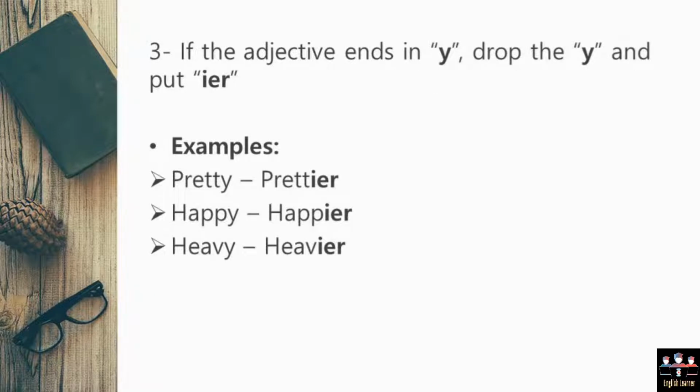Rule number 3. If the adjective ends in Y, we simply have to drop the Y and put IER at the end in place of Y. Examples: pretty, prettier, happy, happier, heavy, heavier.